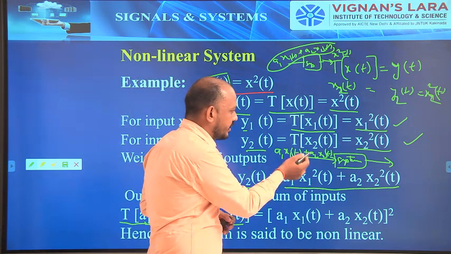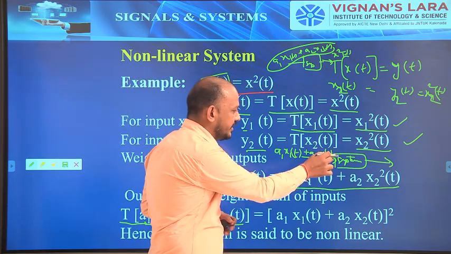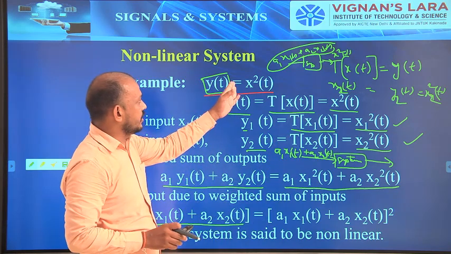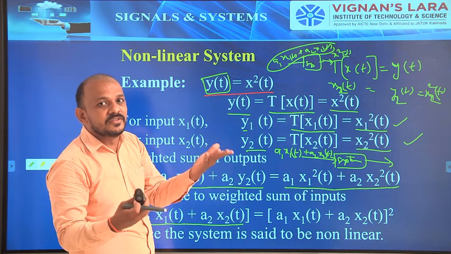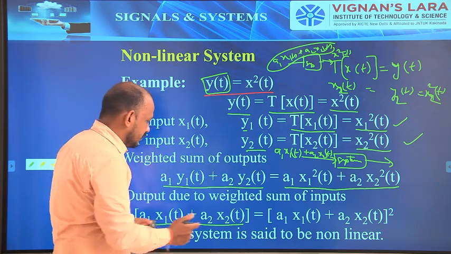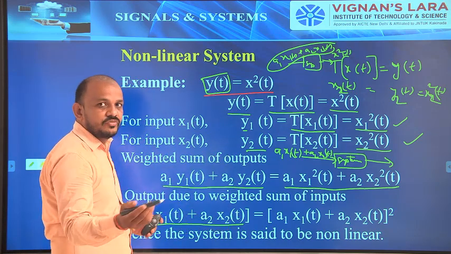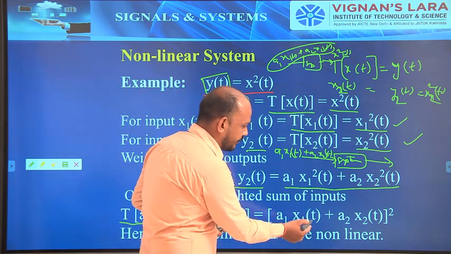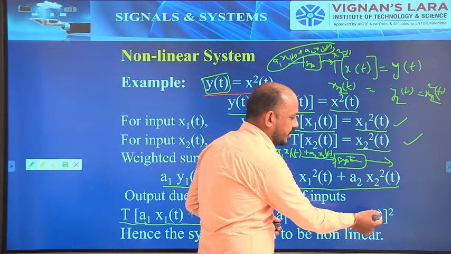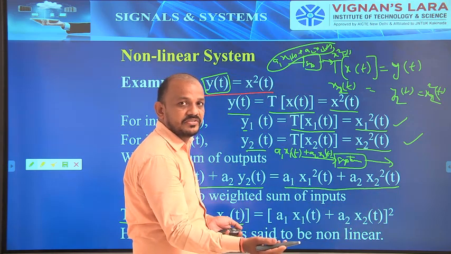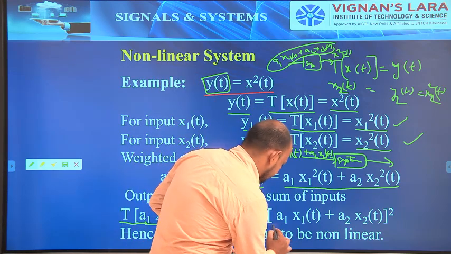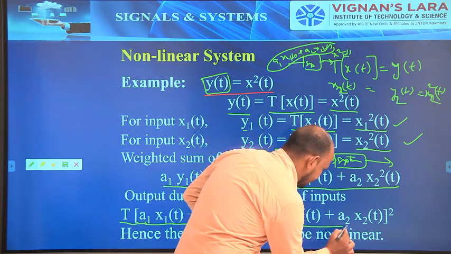So a1 x1 of t plus a2 x2 of t is multiplied with a1 x1 of t plus a2 x2 of t, because the function of the system is to square the input signal. So here the input signal is this one, and the output will be the square of that signal: a1 x1 of t plus a2 x2 of t whole square. So this is the square of the input signal.